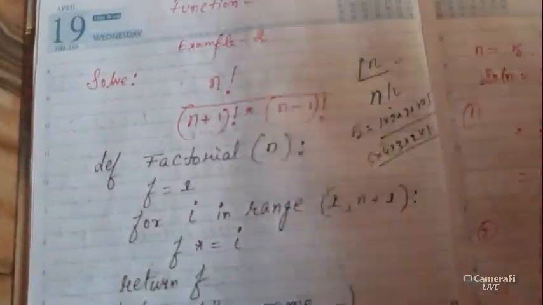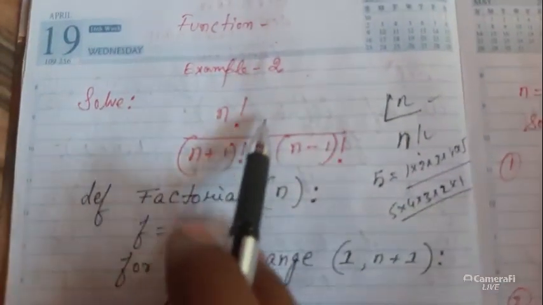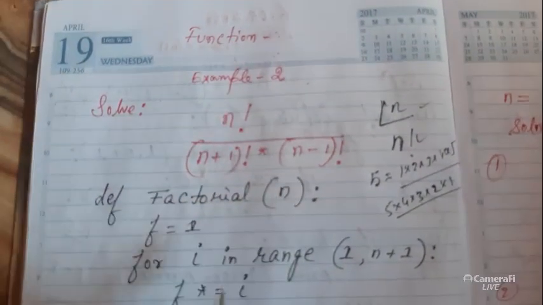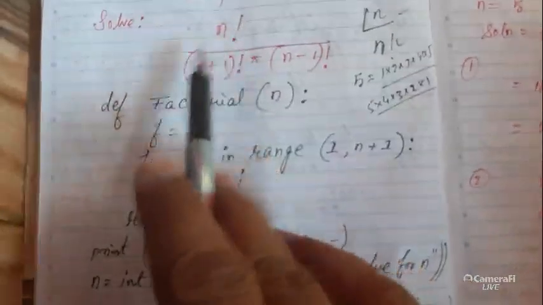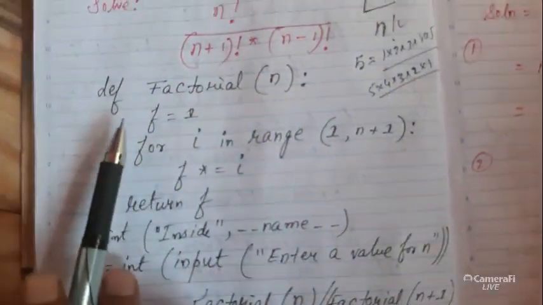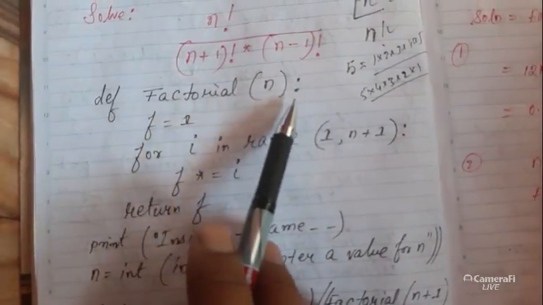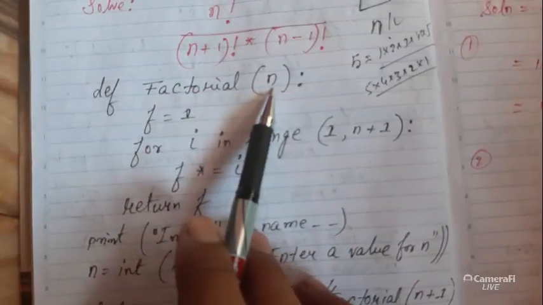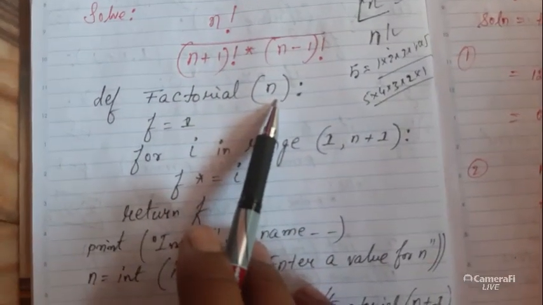Now I am coming to the question. This is one equation and we have to solve it by using one function. We can see that all the terms in the equation are based on the factorial. So I have made one general factorial function in common. So what is my function? def factorial(n). n is my variable or argument.